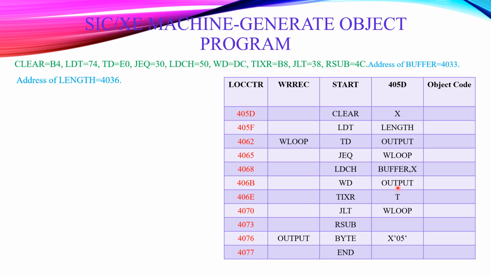Then next, it is also format 3, so we need to add 3 bytes. 406B plus 3 will be 406E. Now, for TIXR, it has a register T, so it will be format 2. We need to add 2 bytes. So 406E plus 2 will be 4070. This is done for each instruction.